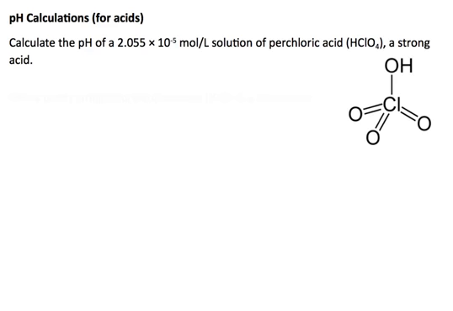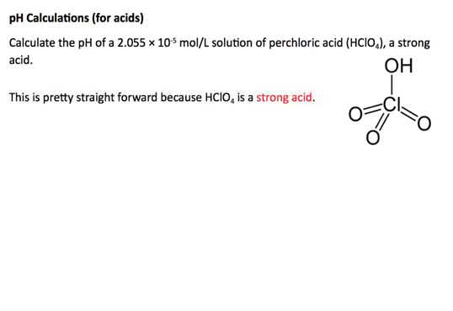First question, calculate the pH of a 2.055 times 10 to the minus 5 mole per liter solution of perchloric acid, a strong acid. So when you see that term strong acid, you should realize this should be pretty straightforward, because it's a strong acid. Strong acids dissociate fully. So 100% dissociation. And when they dissociate by 100%, it makes for a pretty straightforward calculation.